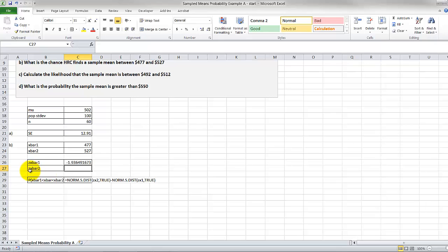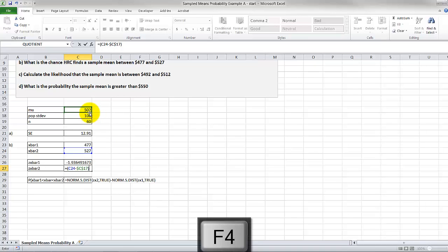Let's calculate the positive side, which I know is positive because 527 is greater than the average, the center of the distribution. So let's go ahead and calculate that. We have parenthesis 527 minus 502, and I'm going to put dollar signs on that again, divided by the standard error of 12.9, and I'm going to put dollar signs on that.